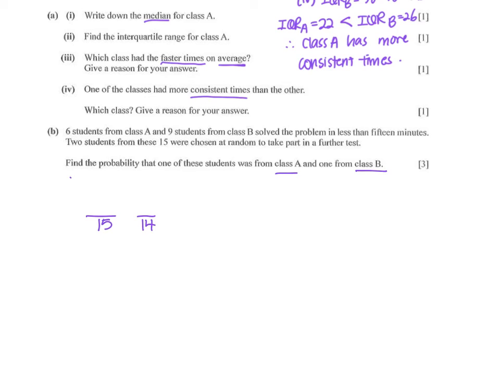So I probably need to choose one from A and then one from B. How many students are from class A? There are 6 students from class A, and then I do a multiplication. I choose students from class B. How many of them are from class B? I have 9 of them.